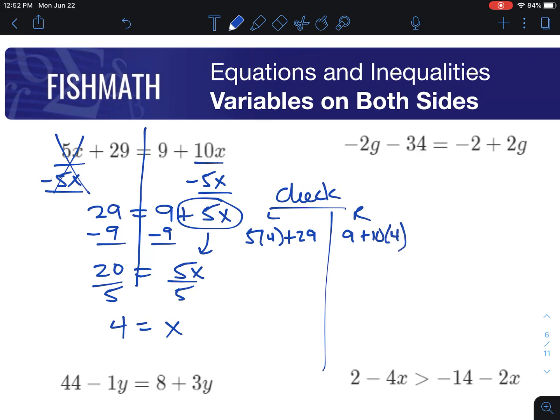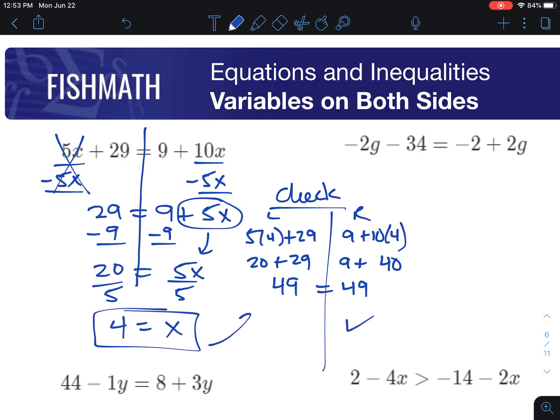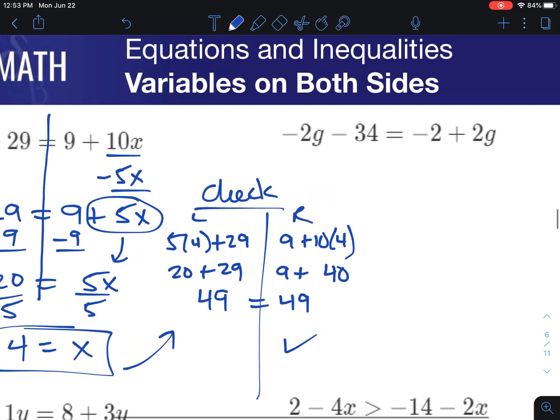Don't put the equal sign yet because we don't know that these are equal. We want to show that they're equal. So 5 times 4 would be 20 plus 29, which is 49. So hopefully the right side is 49, but don't just assume it is. Order of operations says to multiply 10 times 4 first, which is 40, and then do the plus 9, which is, of course, 49. So we did it correctly, which is great. So our answer is 4, and we just checked it so we know we're correct.